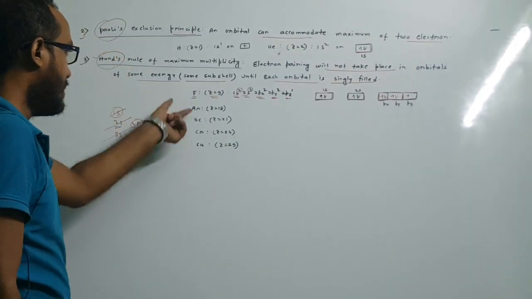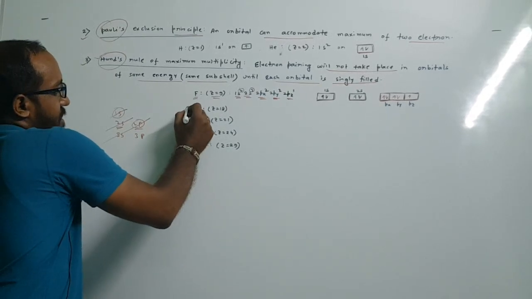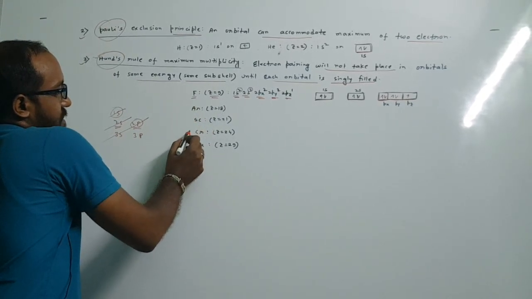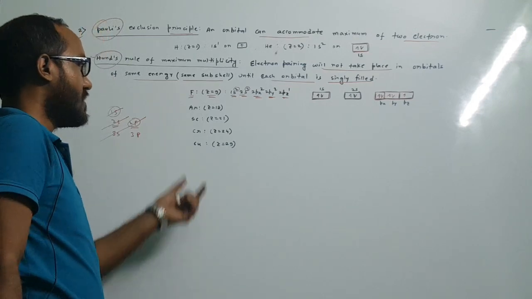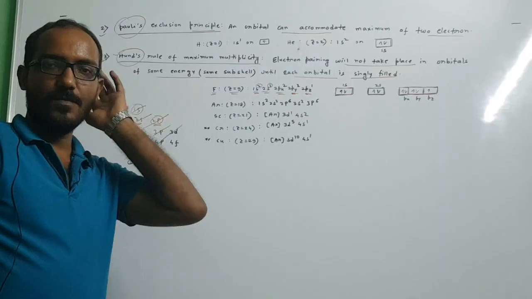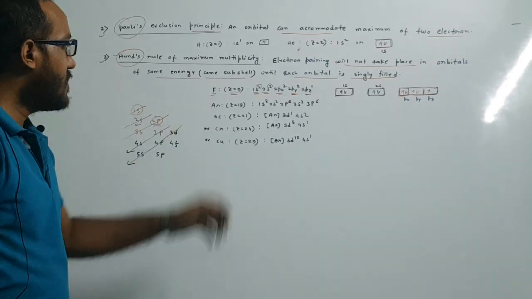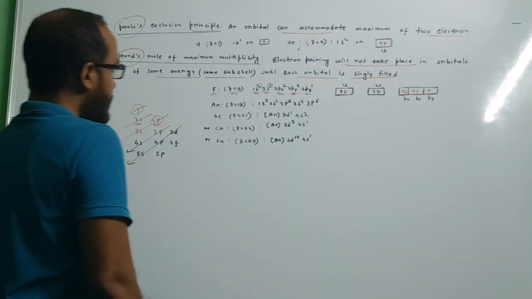Now can you solve this? Can you write down the electronic configuration of argon, scandium, chromium and copper? I am giving you 2 minutes, try yourself, after that I will solve. So I hope you have tried your best to solve this.